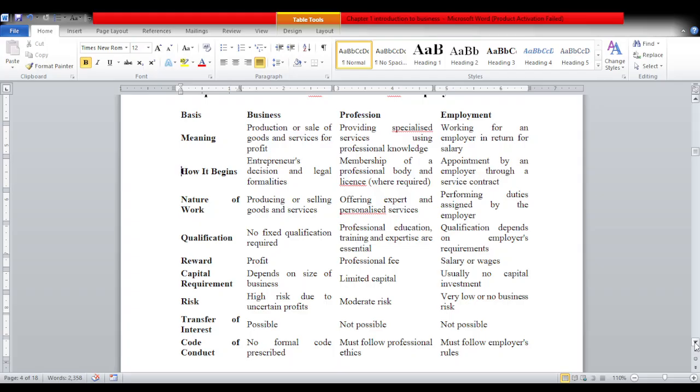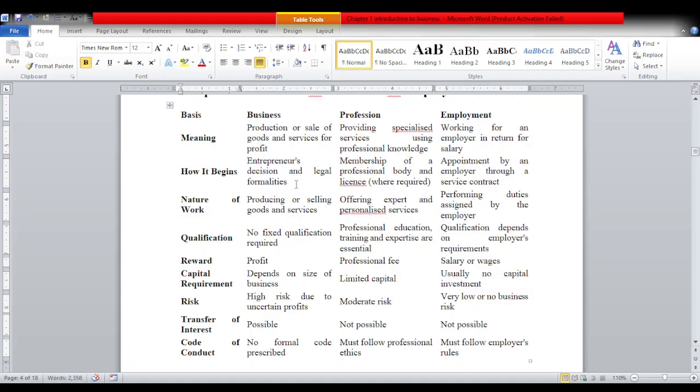If a person is working for an employer, and after the end of the month they get their salary in their accounts, this is the activity of employment. Okay, so this is the basic meaning that you can easily understand in this way.